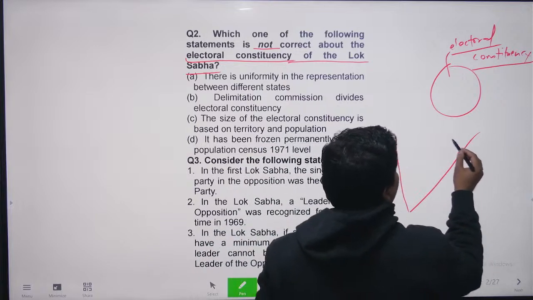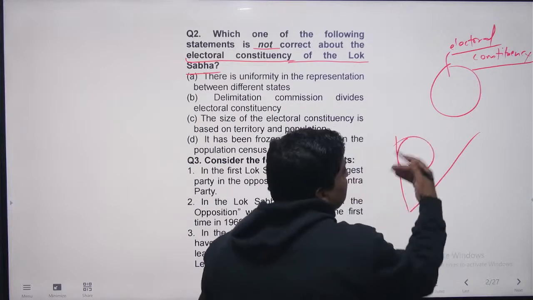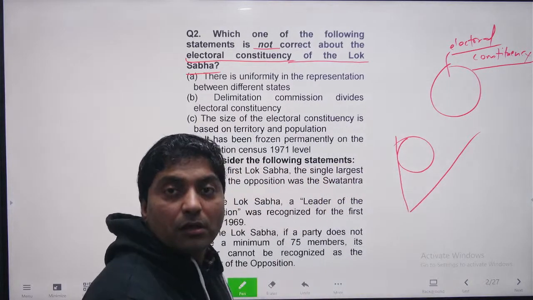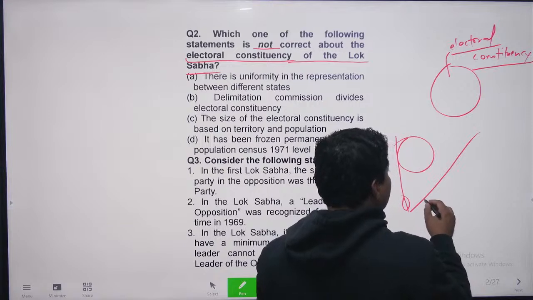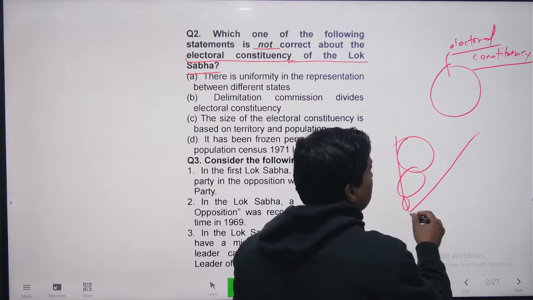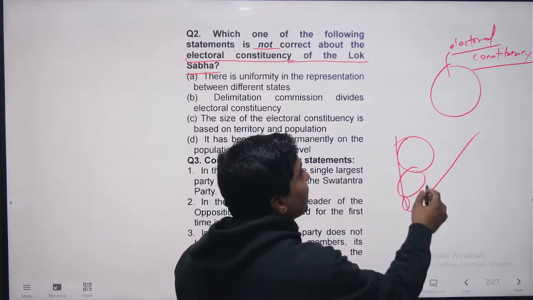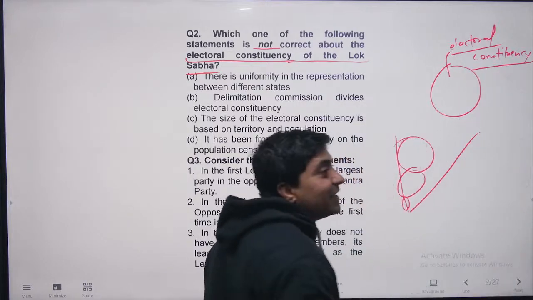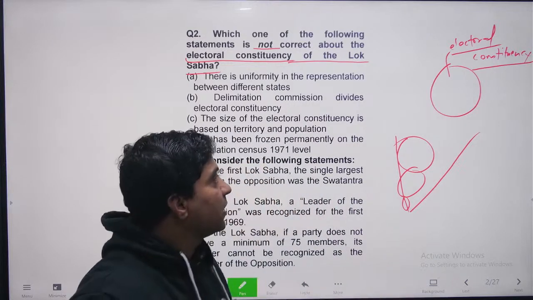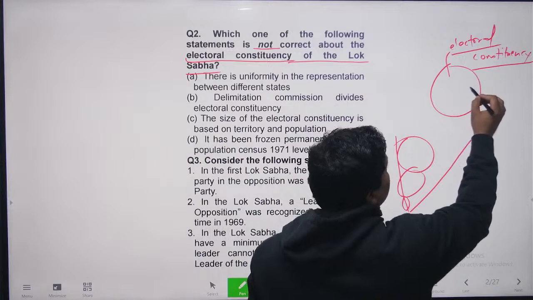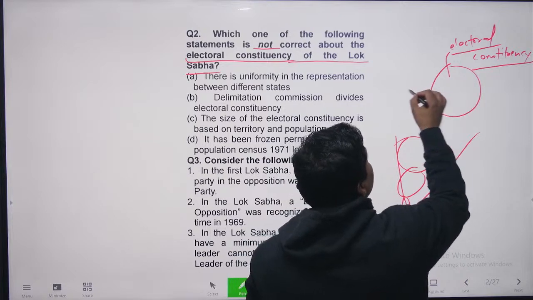right? Now if you look at, for example, Maharashtra, within Maharashtra you can see there are electoral constituencies. Within Kerala you can see electoral constituencies, within Karnataka you can see electoral constituencies, in UP electoral constituencies, right? So throughout the territory of India electoral constituencies are created so that a member can be elected for the parliament, for the Lok Sabha.